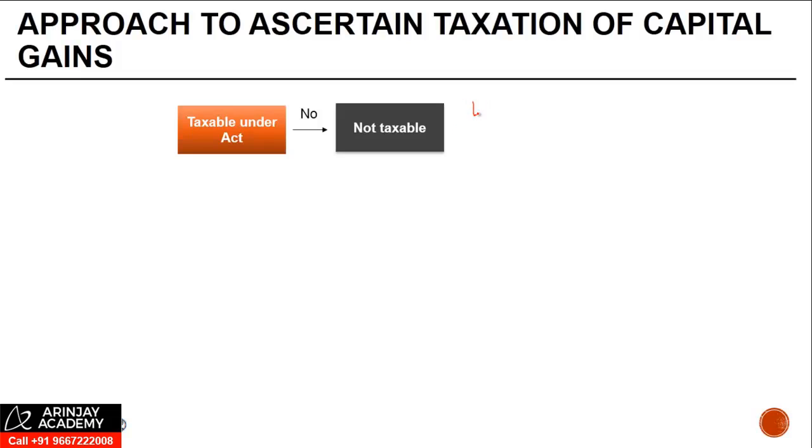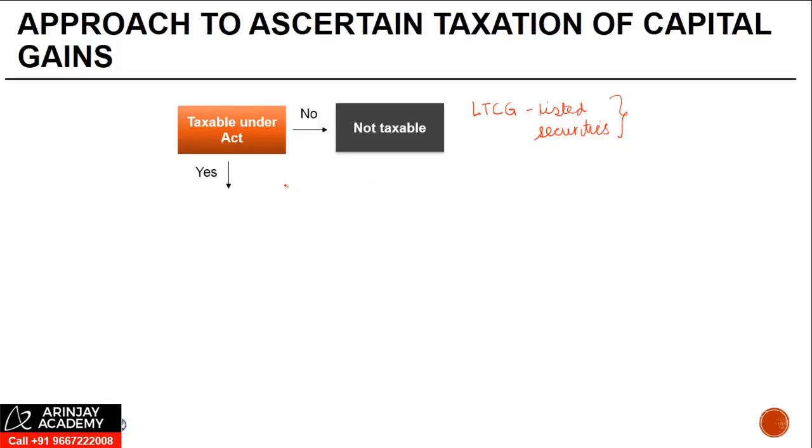This could be in the case of long-term capital gains on transfer of listed securities where securities transaction tax is paid. In the case of those securities, if there is a transfer, it is not taxable under the Income Tax Act. When it is not taxable under the Act, I don't pay any taxes. I don't even need to go to the treaty unless there are specific reasons for that.